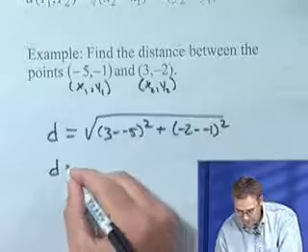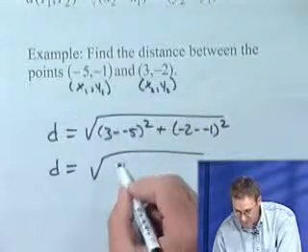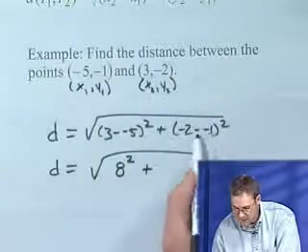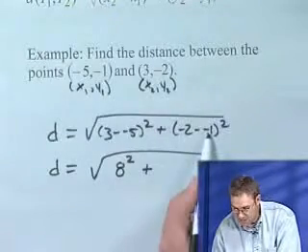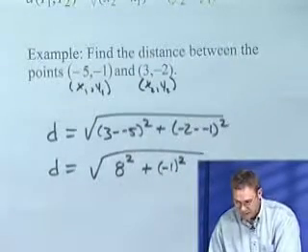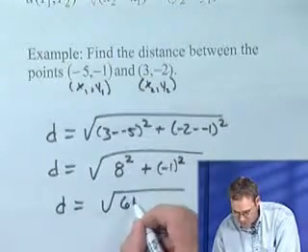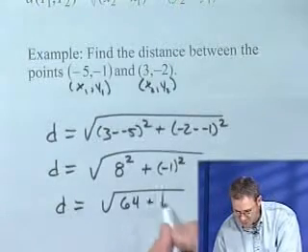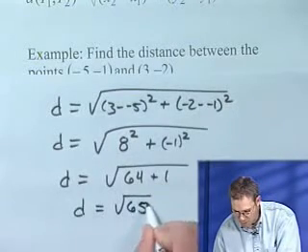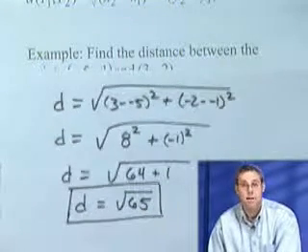Let's just simplify. 3 minus a -5, that becomes plus. So 3 plus 5 is 8. -2 minus a -1 becomes -2 plus 1, which is -1 squared. And then I'll just continue. Distance equals the square root of 8 squared is 64. 1 squared is 1. So d is equal to the square root of 65. Okay? And that's all there is to it.